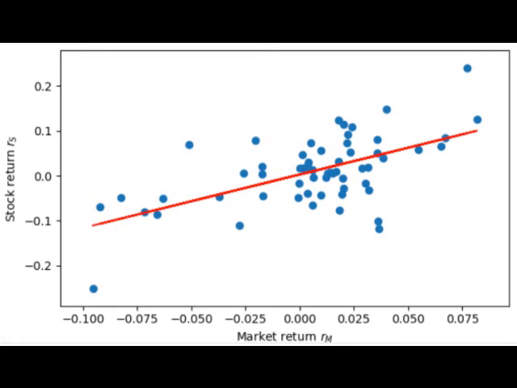The next picture shows the stock returns regressed against market returns. Note that the slope of the linear regression line equals the beta of the stock.